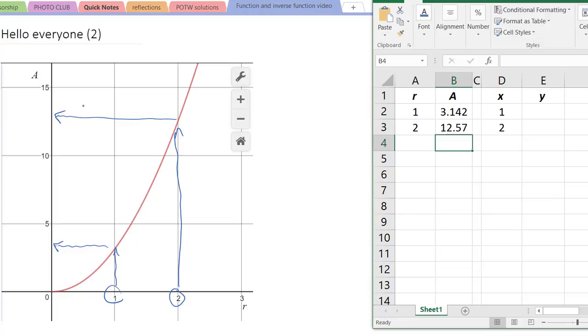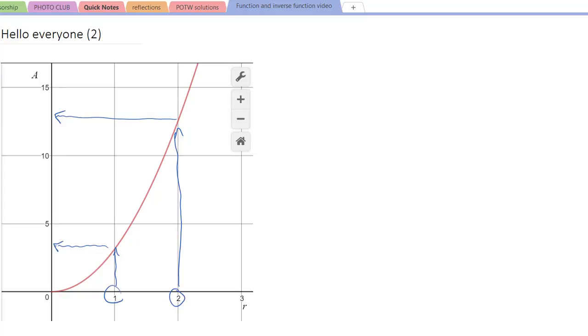To do the inverse of that, if we wanted to say we had an area of 5, and we want to get the radius that corresponds to that, we would just type equals square root of area divided by pi. And looks like about 1.26. So on the graph, we can see that if we have 5 on the area scale, we go to the graph, we pop down to the radius axis, and that's your 1.26 right there.